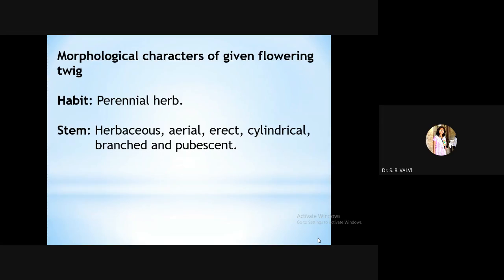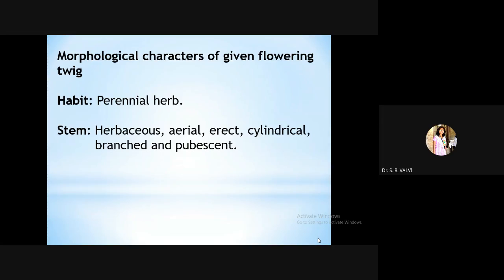Next term is aerial. Why is it aerial? Because it is present in the air, it comes out of the soil, and the stem is particularly present in the air. So its term is aerial. Now next term is erect. Why this term? Because it is not prostrate on the soil, but grows up above the soil, and hence the term erect.